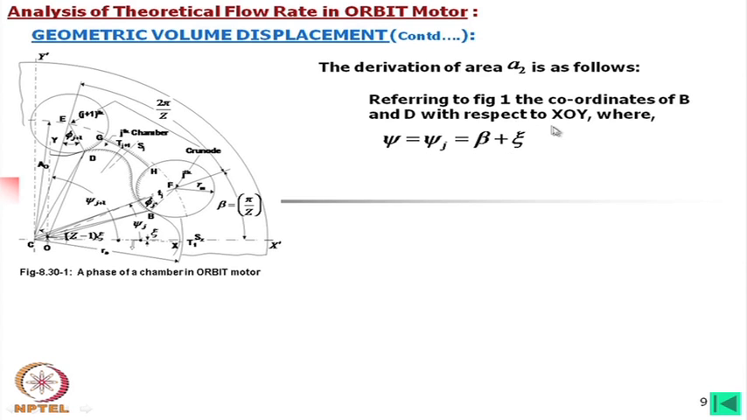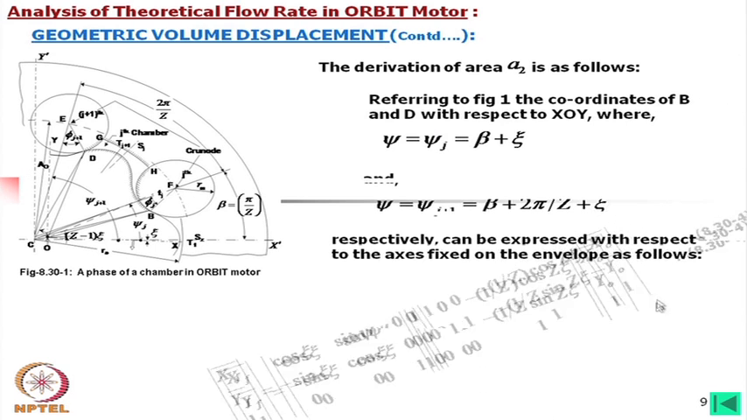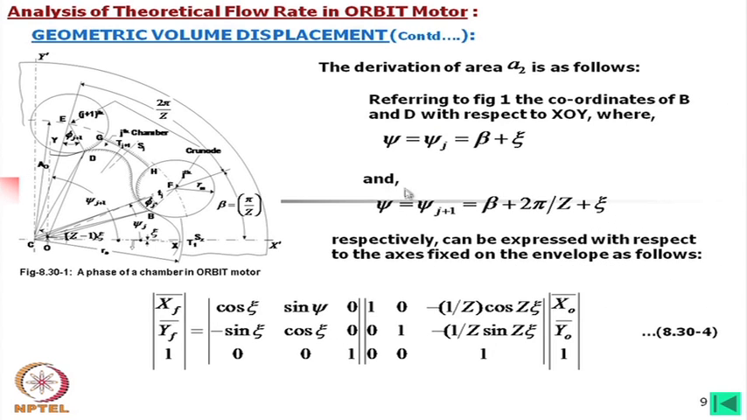Okay. So, beta plus the angle of rotation we will consider for this one. Similarly, for the other one, this angle we will consider beta plus 2 pi by z plus this angle, then the shaft rotations.